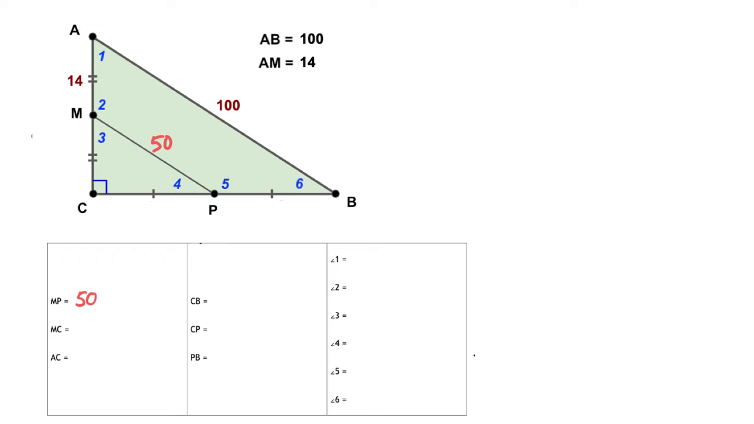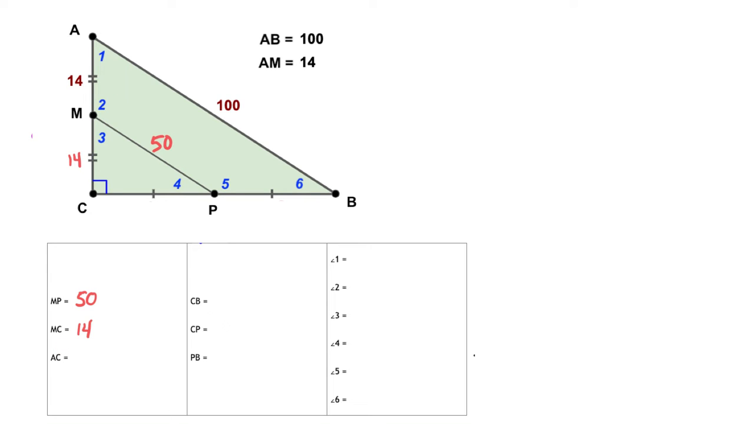Next, MC. MC is this distance from here to here. We also know that for M as your midpoint, it cuts the segment AC in half. We call that a segment bisector. So that means if this is 14, then MC has to also be 14. So put a 14 down here in this paper, and then also here on the actual blanks.